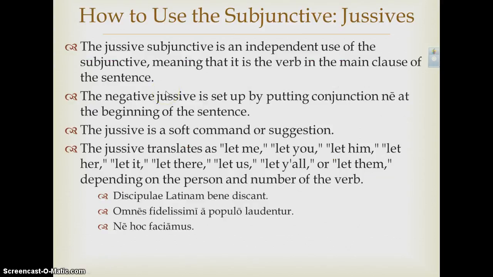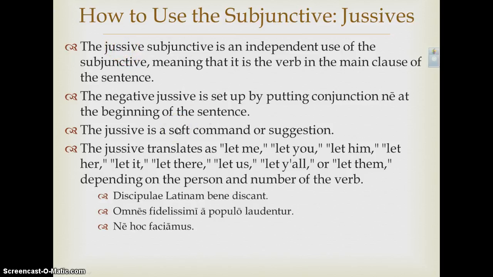Okay, so now that you know how to form the present subjunctive, what you need to know is how to use subjunctive verbs. One way you can use a subjunctive verb is as the main verb of a sentence. That's called an independent use of the subjunctive. And the only independent use of the subjunctive that we are going to learn in this book is the jussive subjunctive. Okay? So when that is the main verb in the sentence, the use of the subjunctive is this jussive subjunctive.